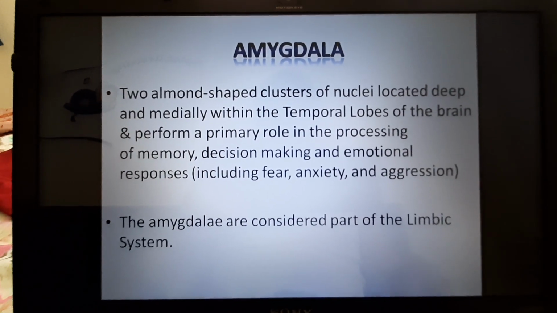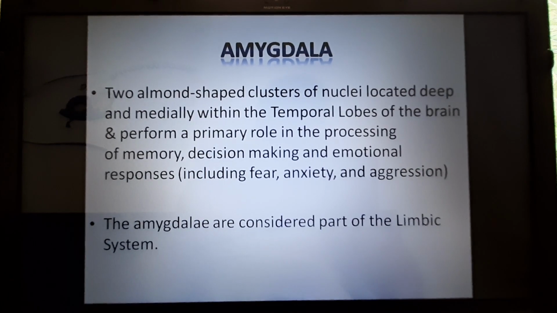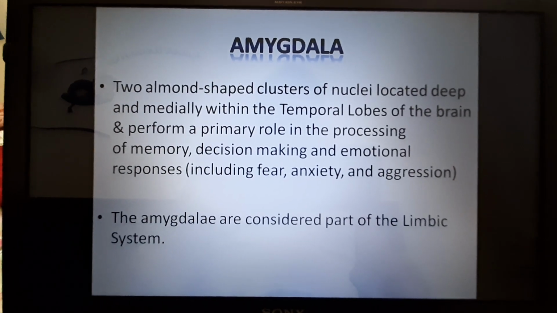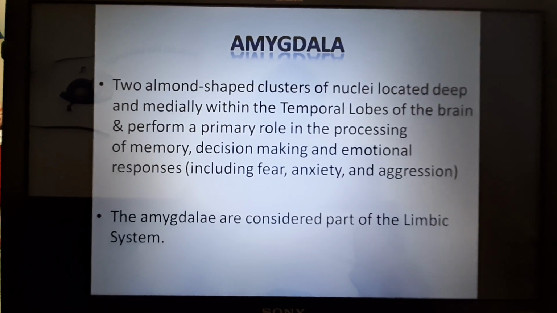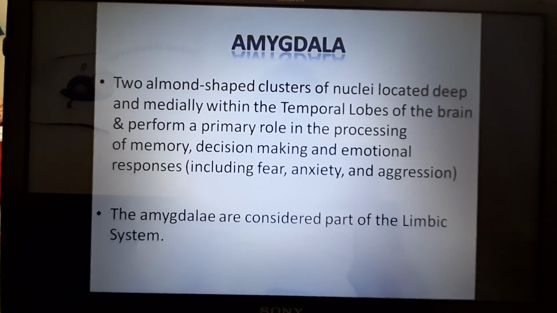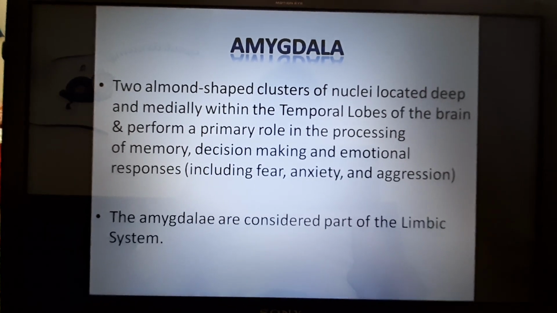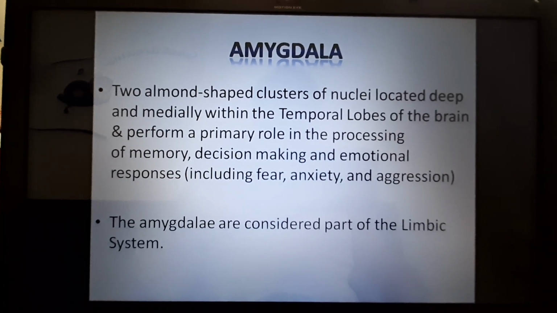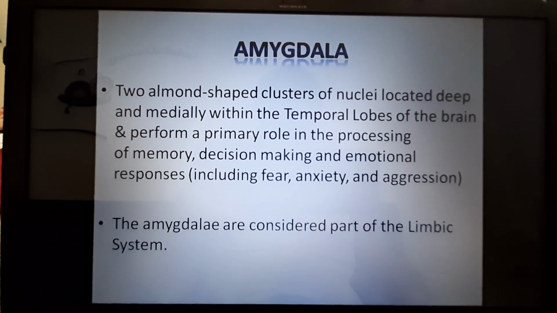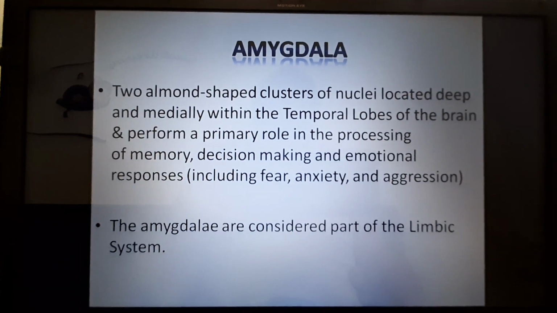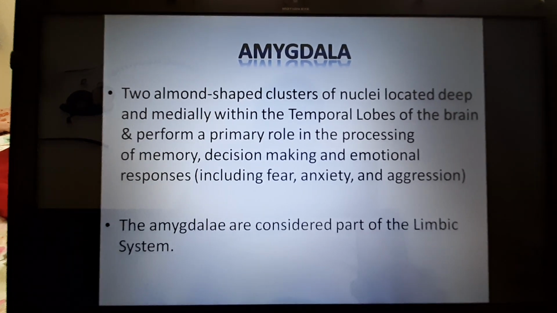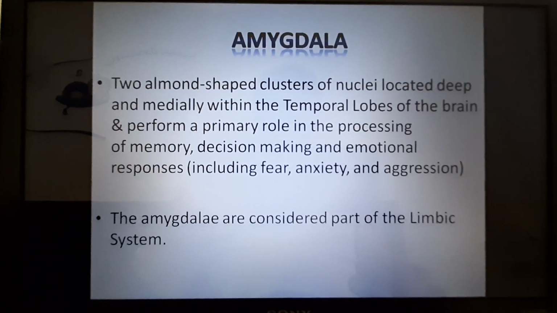As we have seen the stria terminalis, now let us look at what the amygdala is. Since there are two in number, they are roughly almond-shaped clusters of nuclei located deep and medially within the temporal lobes of the brain, and they are concerned with processing of memory, decision making, and emotional responses. As we all know, the limbic system is concerned with the emotional aspect and also part of memory. Emotional aspects include fear, anxiety, and aggression. So the amygdala is dealing with it, and as I told earlier, they are part of the limbic system.